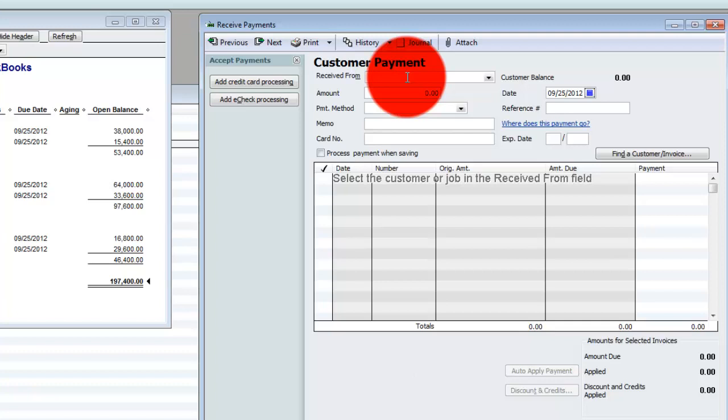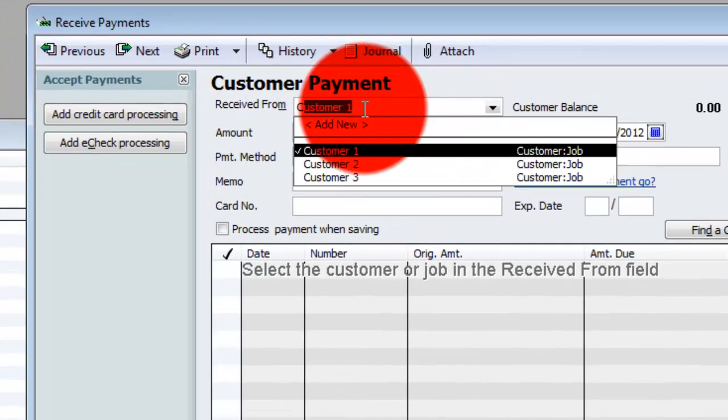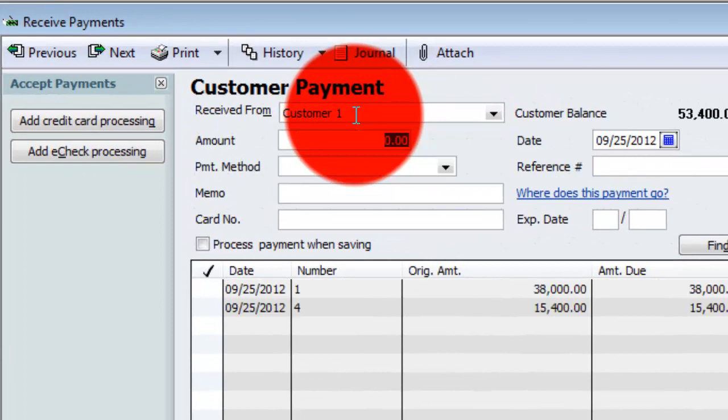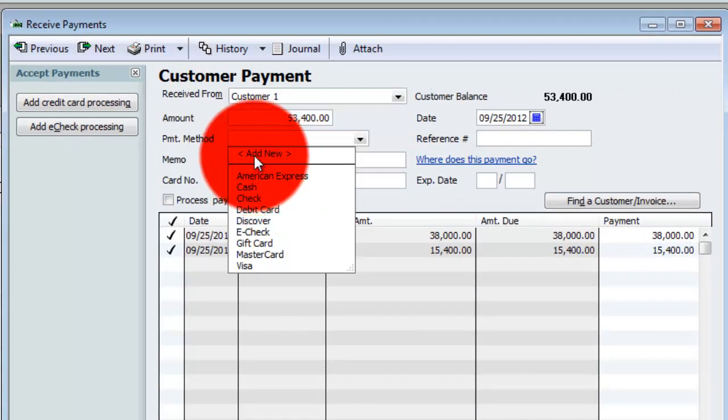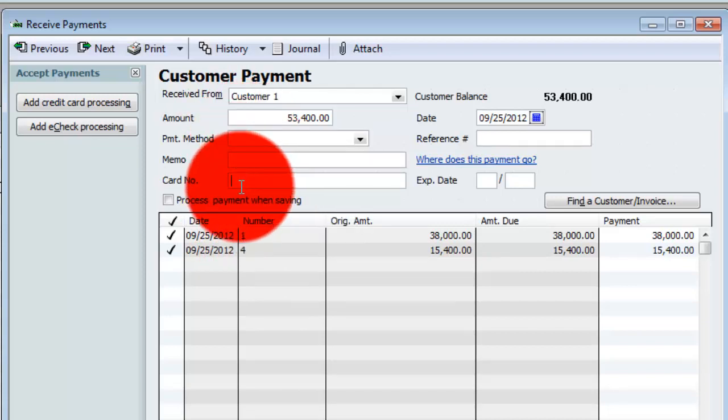It doesn't. What you put in here has to be what the customer needs to get credit for having paid you. So let's put in customer one. In other words, forget about what you actually received for a minute and just put in $53,400. We're giving the customer credit for having paid everything. Payment method, you can add a new one, call it factor, whatever you want to put in here. It's really not that important to me.